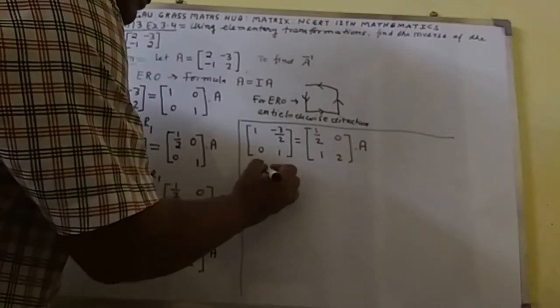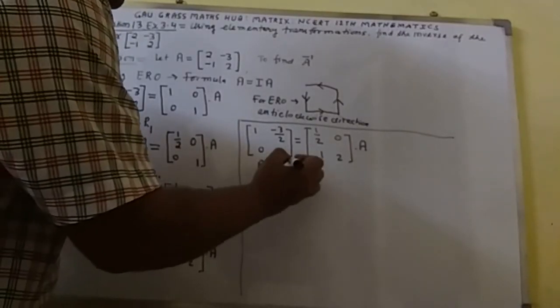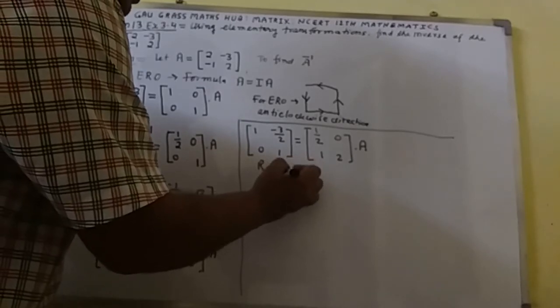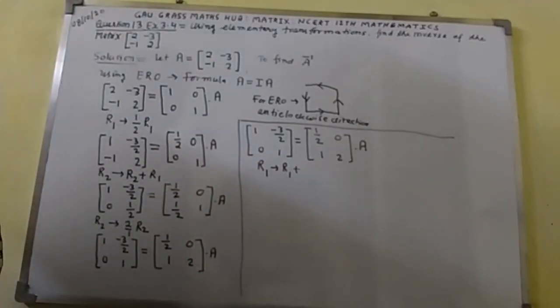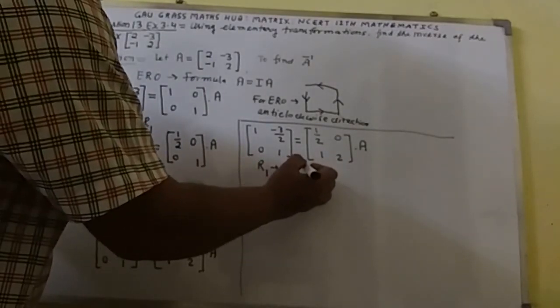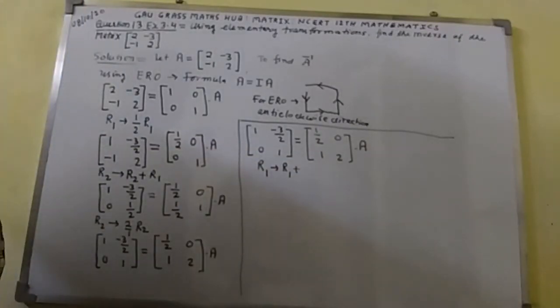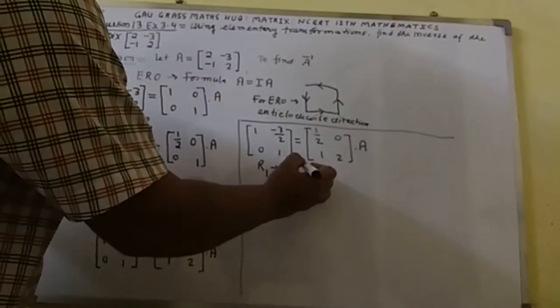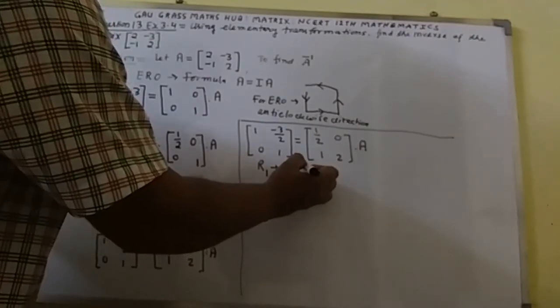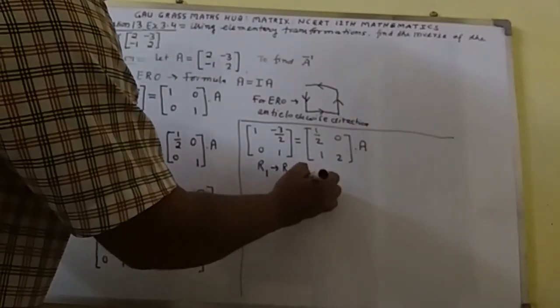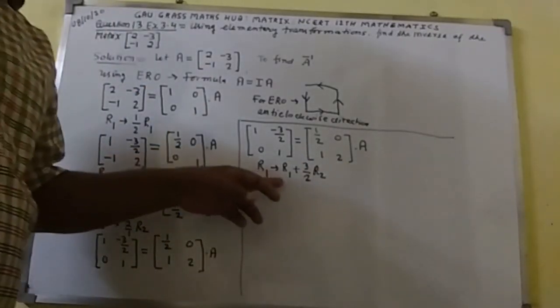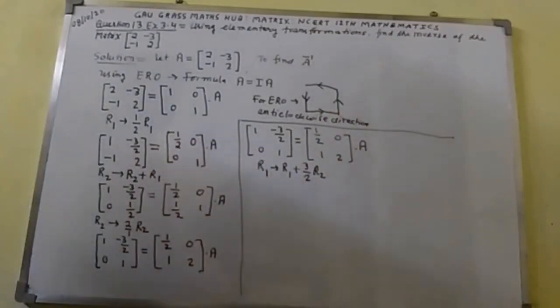R1 goes to R1 plus 3 over 2 R2. Apply this property. R1 goes to R1 plus 3 over 2 R2. Let us see what will happen.